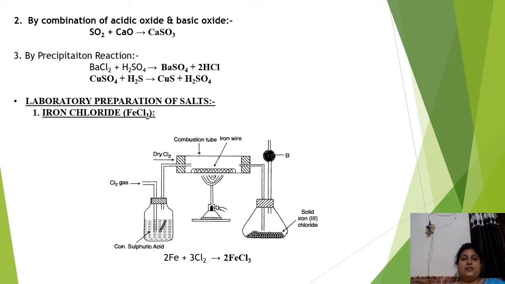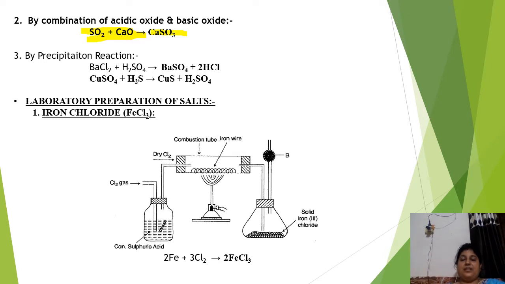Second one is by combination of acidic and basic oxide. We all know very well that metals form basic oxides while non-metals form acidic oxides. So when any acidic oxide reacts with basic oxide, it gives a combination reaction. These two add with each other and result in the formation of salt.